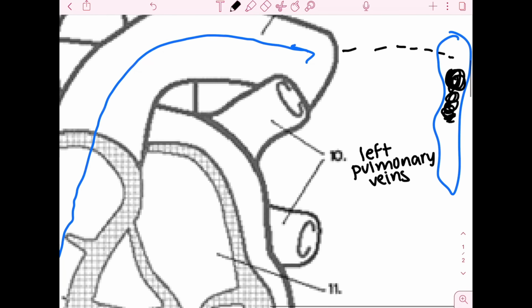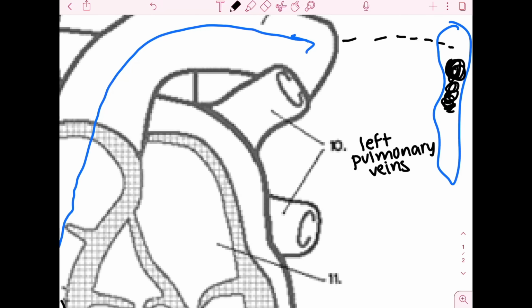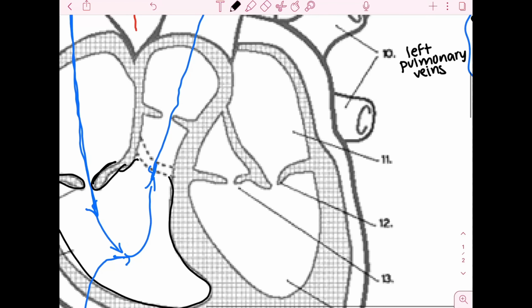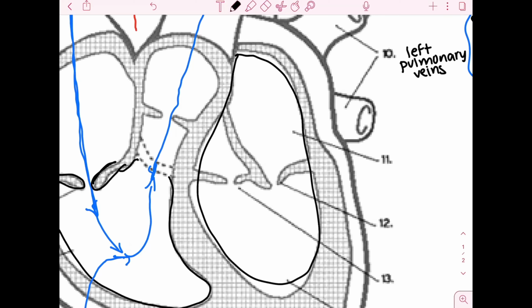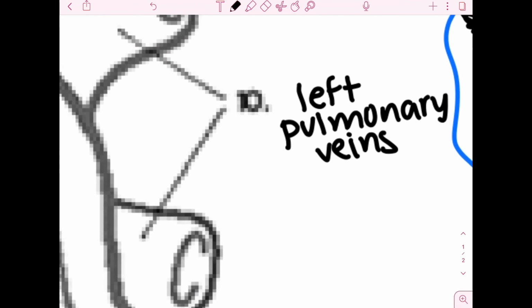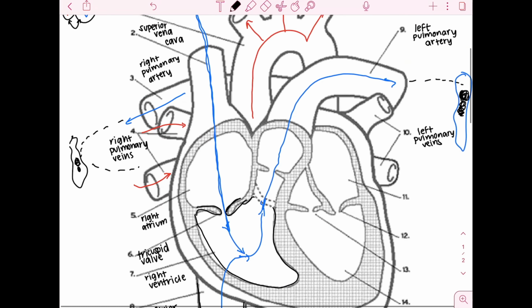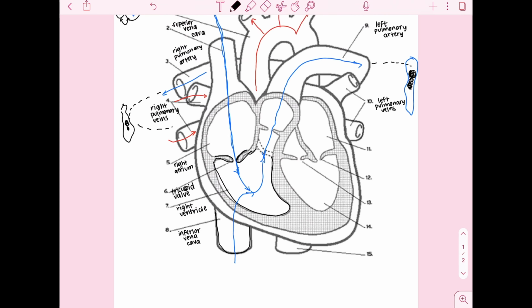From here on out, we'll begin the process of taking in replenished and oxygenated blood. So remember, the left side of the heart is responsible for receiving oxygenated blood. So this is our left side of the heart. So the left side of our heart is responsible for receiving oxygenated blood from the lungs and then pumping it to the rest of the body. So the left pulmonary veins along with the right pulmonary veins are the first things to receive oxygenated blood from our lungs. So the left pulmonary veins and the right pulmonary veins are going to be delivering this fresh, new oxygenated blood into the left side of our heart.